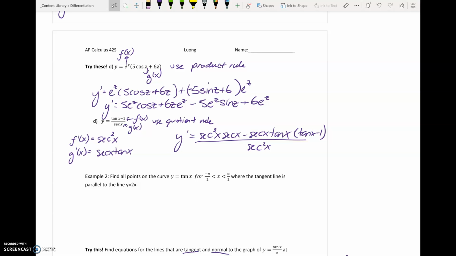Let's do another tangent line question. So in this case, we're looking at y equals tan x. We want to find points on that curve, so x values, where the tangent line is parallel to the line y equals 2x. This is a very similar question to one we did in the last video. We are given our slope. The slope has to be 2. So we're going to find the equation for our slopes and then set it equal to 2 and solve for those x values.